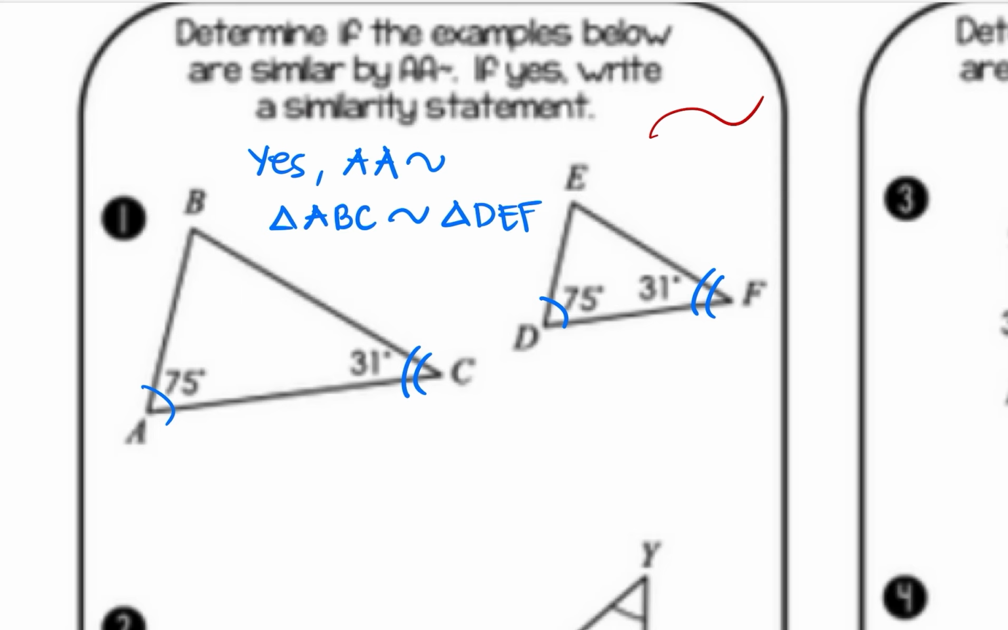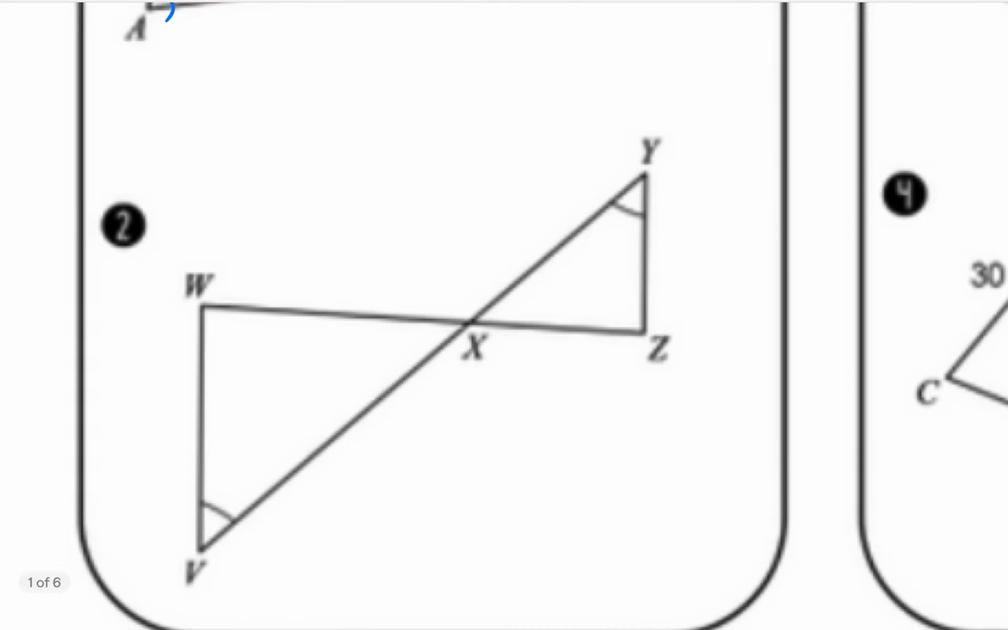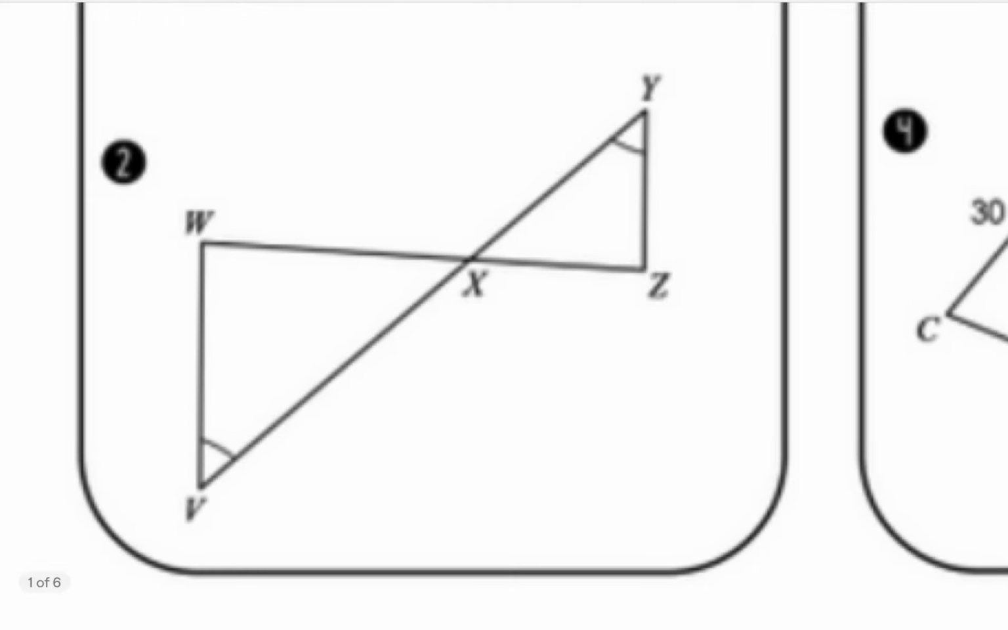Let's try another example. We are given this arc and this arc. What this means is that these two angles, V and Y, are congruent to each other because of the number of arcs. There's nothing else that's given. But if we look closely, this angle right here is going to be congruent to this angle. Why? Because these two angles are vertical angles, and vertical angles are always congruent.